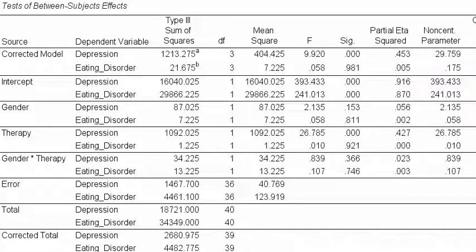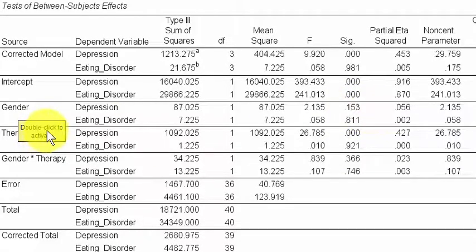Eating disorder, on the other hand, has a sig value of 0.981, which means there's no significant difference in the eating disorder scores between either the gender or the therapy type. There still could be an interaction, but let's keep going. Never look at the intercept, don't care. Gender: is there a significant difference between the males and the females in depression scores? This says no, there is not. Is there a significant difference in eating disorder between the males and the females? This says no, it is not, right? So there is no significant difference based on gender in anything.